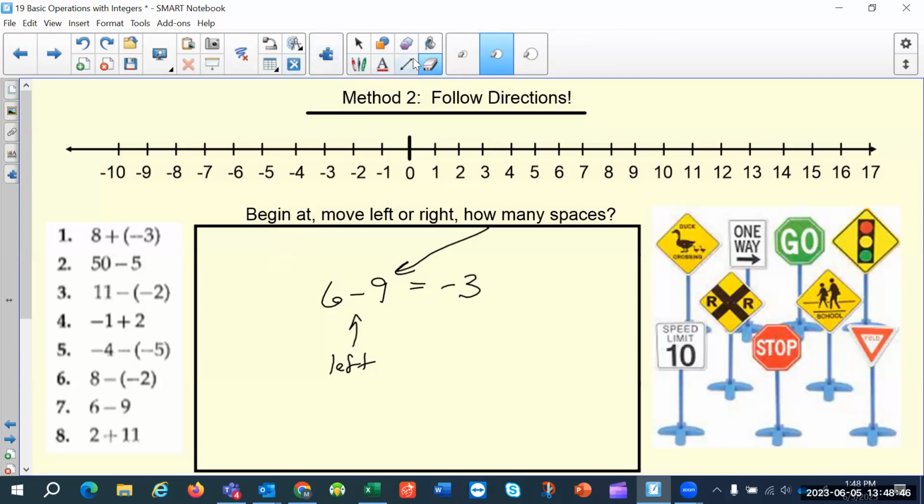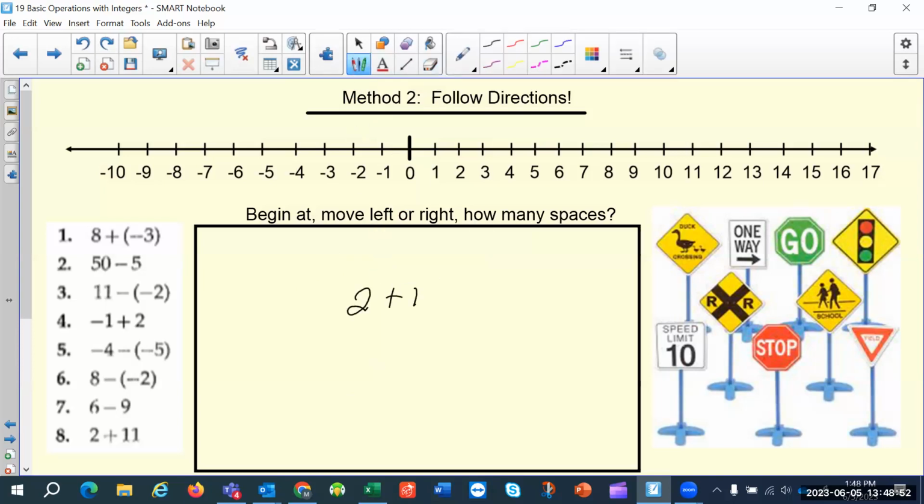All right. Final question on this pile is a little bit of a confidence builder. It is 2 plus 11. You're starting at 2. You're going 11 spaces to the right because it's addition. So 1, 2, 3, 4, 5, 6, 7, 8, 9, 10, 11. And 2 plus 11 is 13. All right. We got our number 1 through 8 questions done.